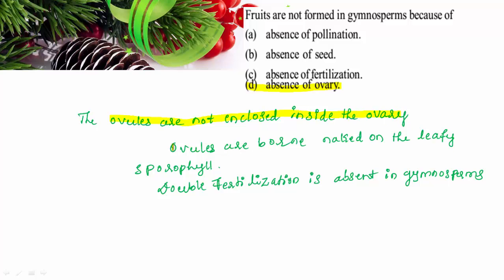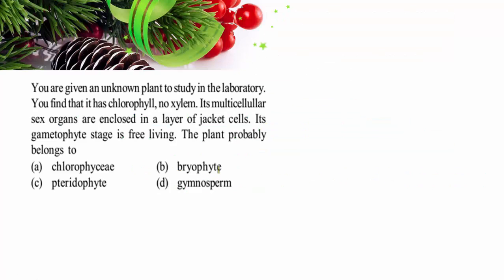Then where are the ovules developing? They are borne on naked leafy sporophylls. That is why seed production is observed in gymnosperms, but due to the absence of the ovary, the fruit is not formed. Even double fertilization, which is the main character of angiosperms, is absent in gymnosperms. Then moving to the next question.